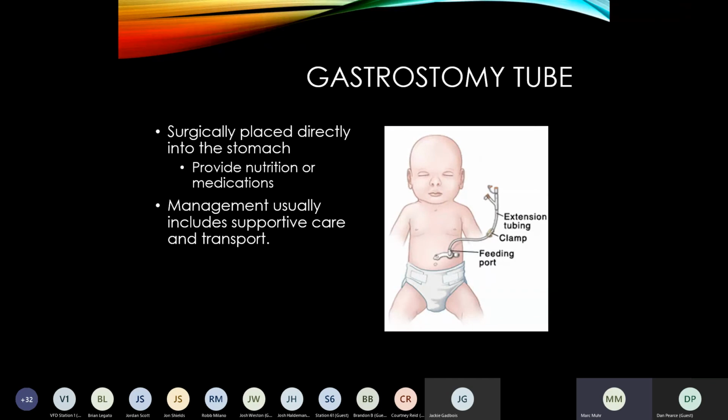Gastrostomy tube issues. This is a tube that's directly placed into the stomach. As the name implies, it's used for nutrition and may be used for medication administration. Typically, care is supportive if there's an issue with the tube becoming dislodged or plugged. It's typically not an immediate emergency. The child needs to be transported for management of the tube to replace it or clear it.